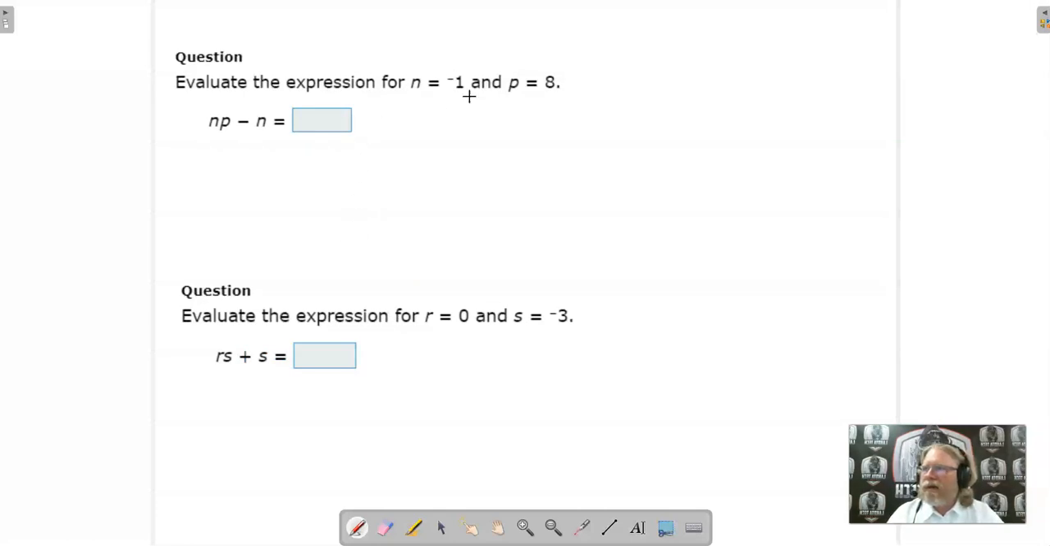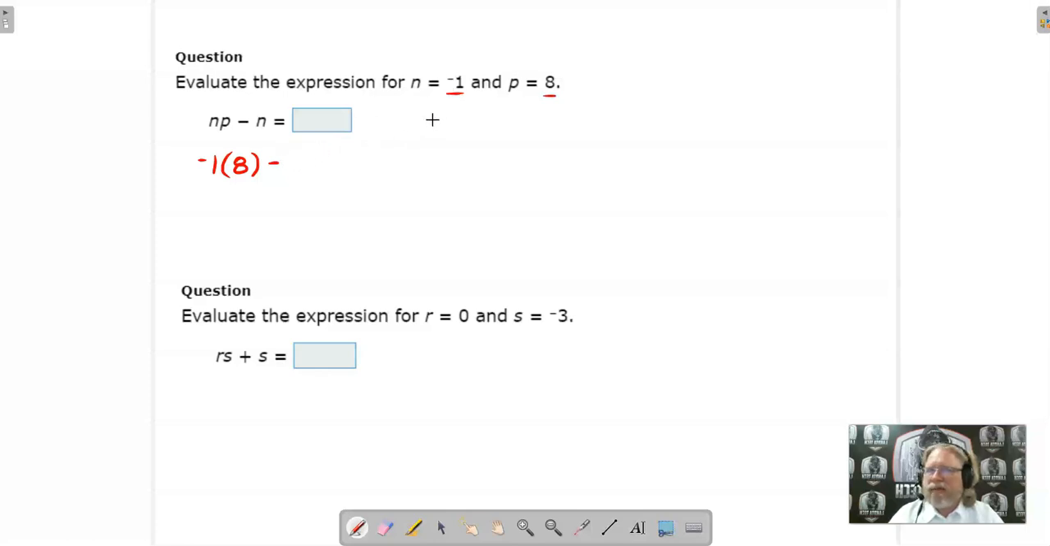On the next one here, we're going to have a talk about multiplying and dividing negative numbers, because I have a -1 here. So n times p minus n. Let's first substitute in our values so that we can evaluate it. N is -1. P, I'm going to use parentheses to separate the -1 and the 8. So I'll put that 8 in there, and then from that, I'm going to subtract, and whatever n is, -1.